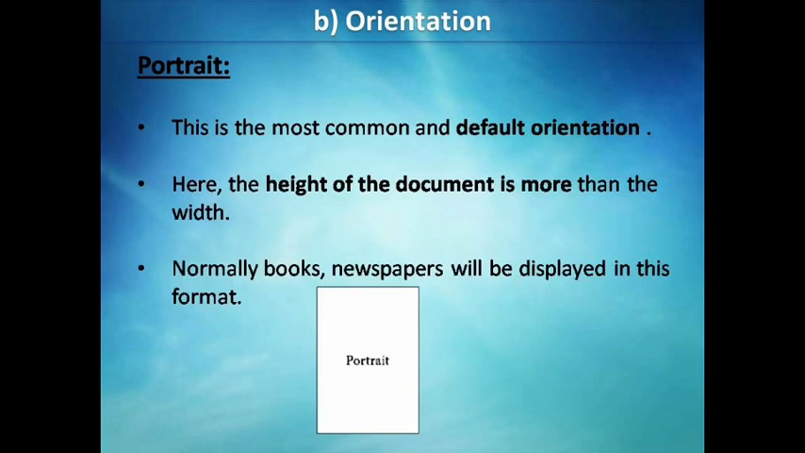The second type of orientation in OpenOffice Writer is portrait. This is the most common orientation and also the default orientation of OpenOffice Writer. If the height of the document is more than the width of the document, then the orientation is called portrait. In OpenOffice Writer, we can also create books and newspapers in this orientation. So books and newspapers will be displayed like portrait.